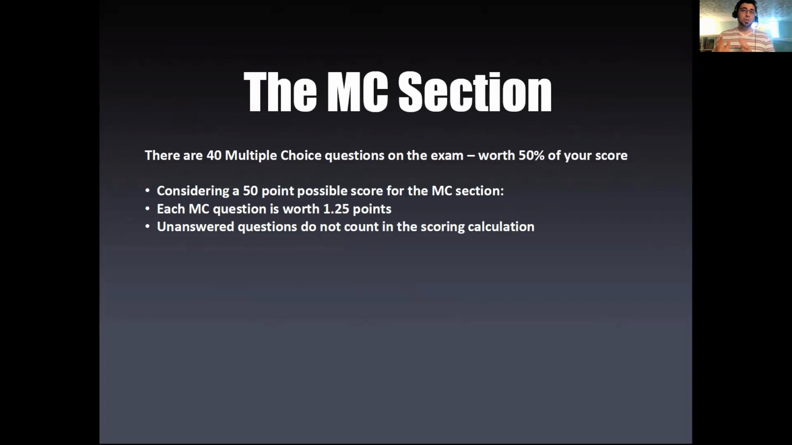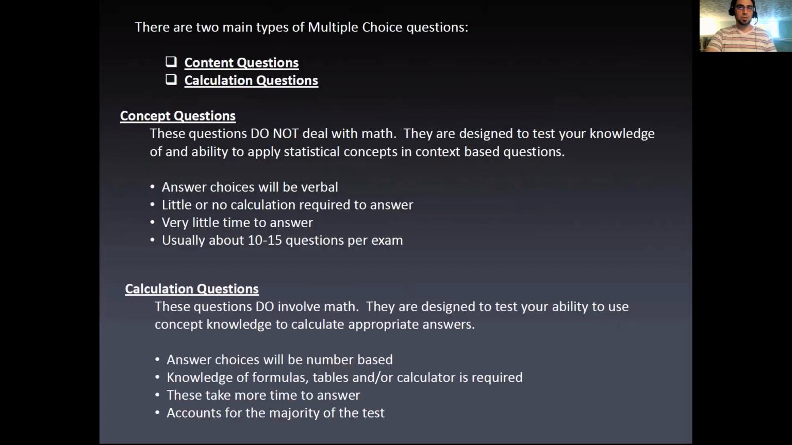There are going to be 40 multiple choice questions on the exam, and that's going to account for 50% of your score. Considering a 50-point possible score for the multiple choice section, each multiple choice question is going to be worth 1¼ points. Unanswered questions do not count in the scoring calculation. So it is to your advantage, if you don't know an answer, to guess, especially if you can eliminate one or more of the choices.